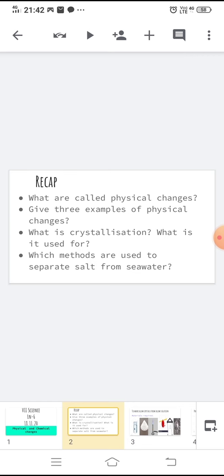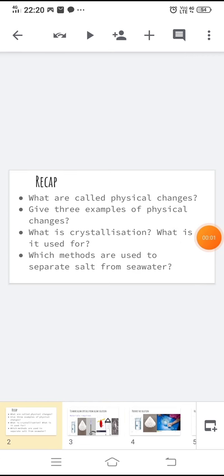What is crystallization? What is it used for? Crystallization is the process of separating a solid from its solution as crystals. Crystallization is used to get pure crystals of certain substances. Which methods are used to separate salt from seawater? Evaporation and crystallization.